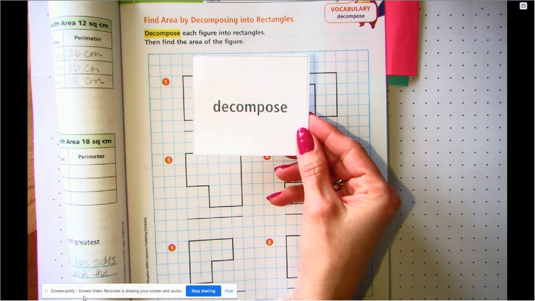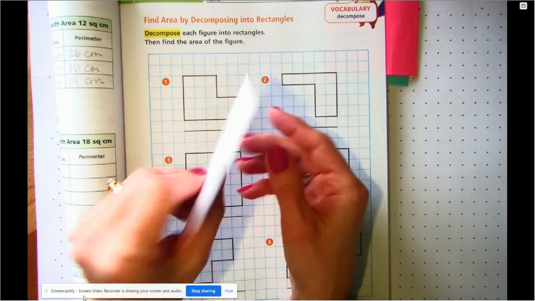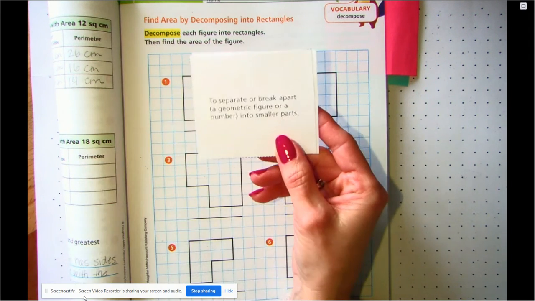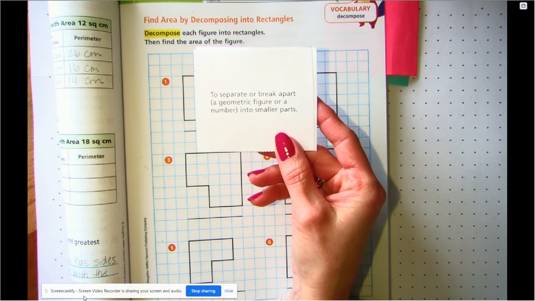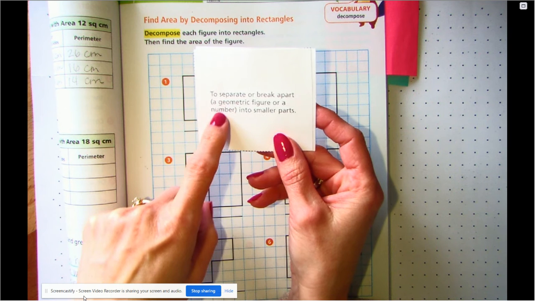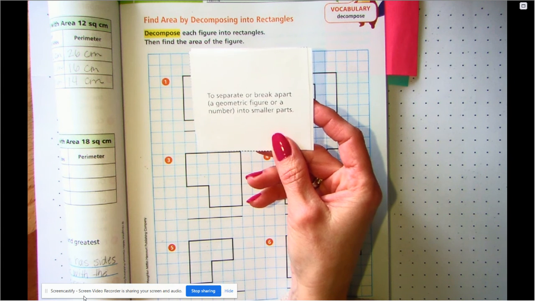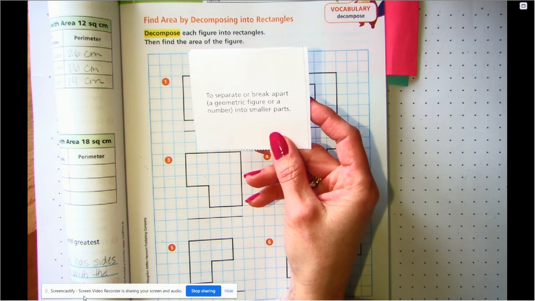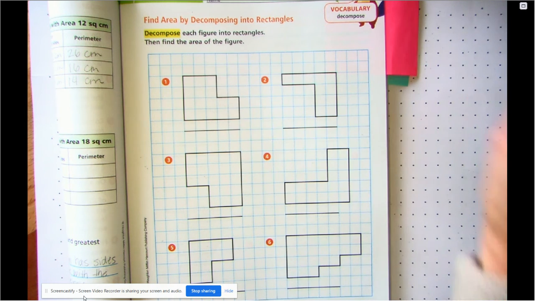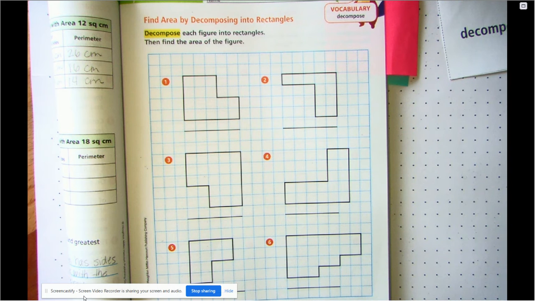Here's the word decompose. This is from our math journal, this vocabulary card. If I turn it over, it tells me that when you decompose, it means to separate or break apart into smaller parts. Okay, so specifically a geometric figure or even a number. We've broken apart numbers before, right? We have partners that add up to the total or the sum. So we're going to do that with these crazy shapes because we have been practicing finding area of a rectangle.